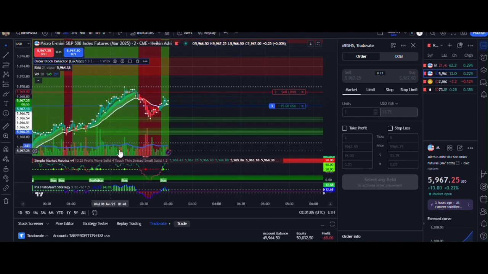Now, again, this is volume. This is simple market metrics, volume version 4. This is the metrics indicator on the bottom here. And then this is a histogram alert that I've added, and I use this for my alerts.